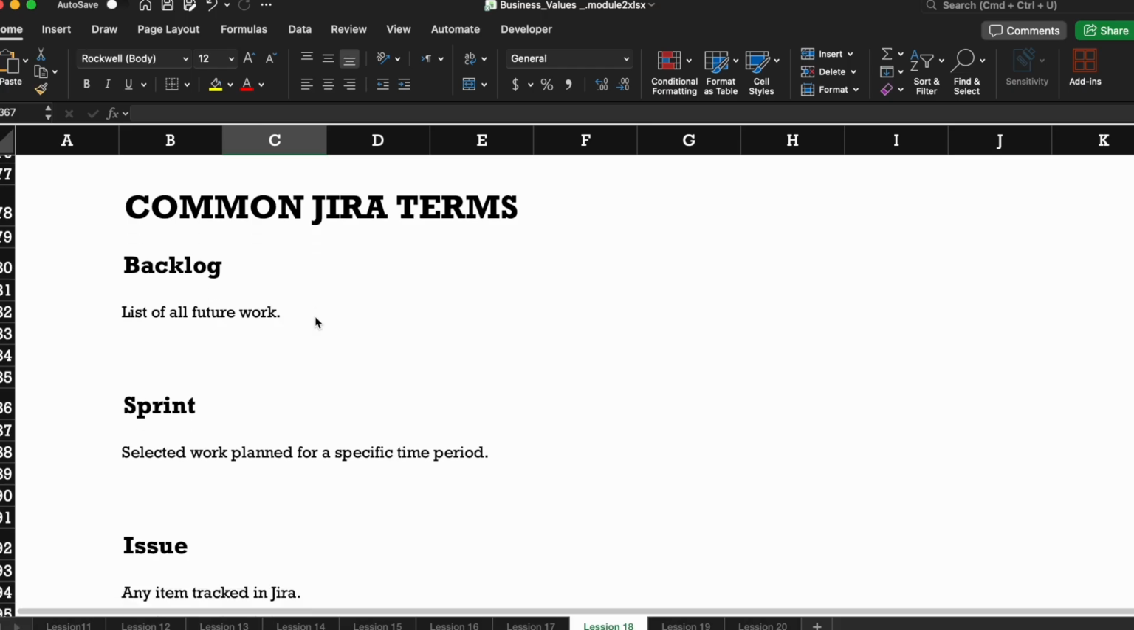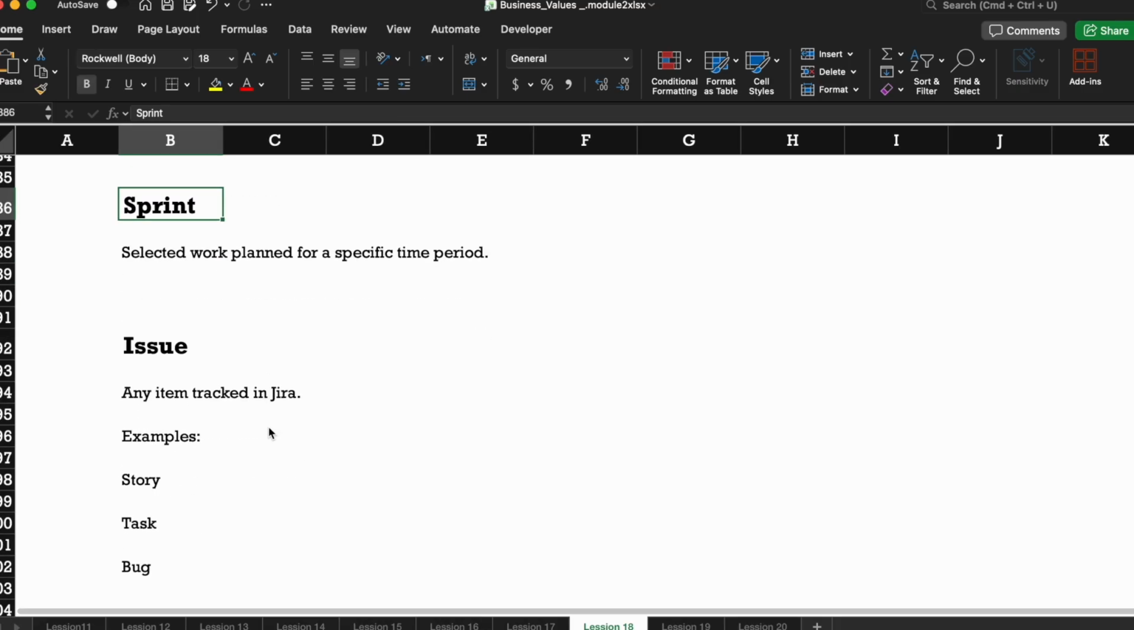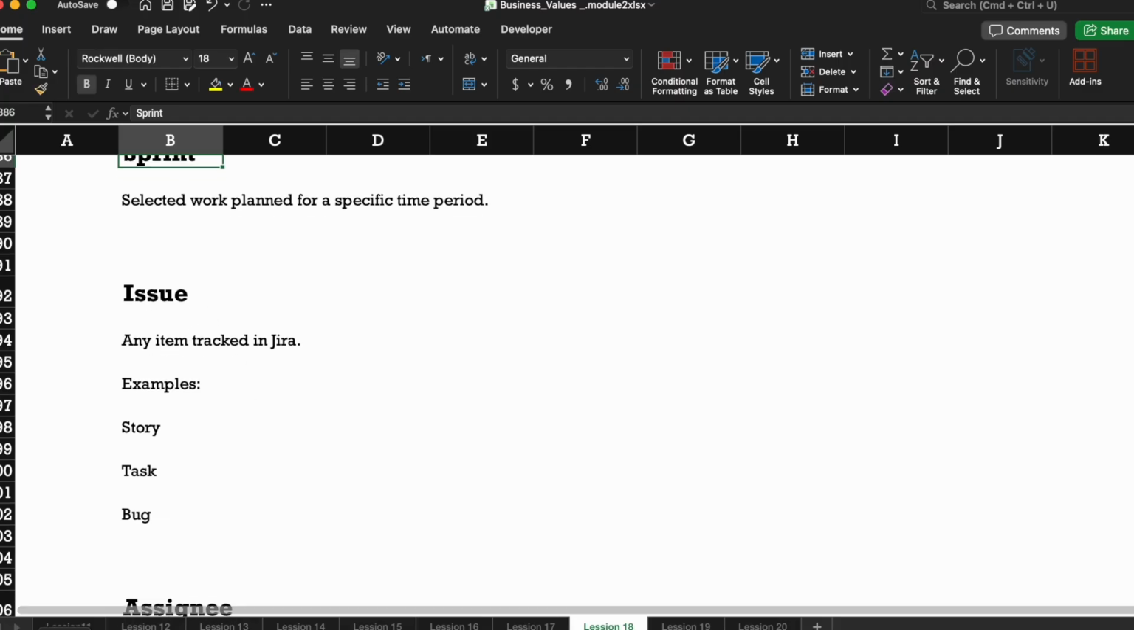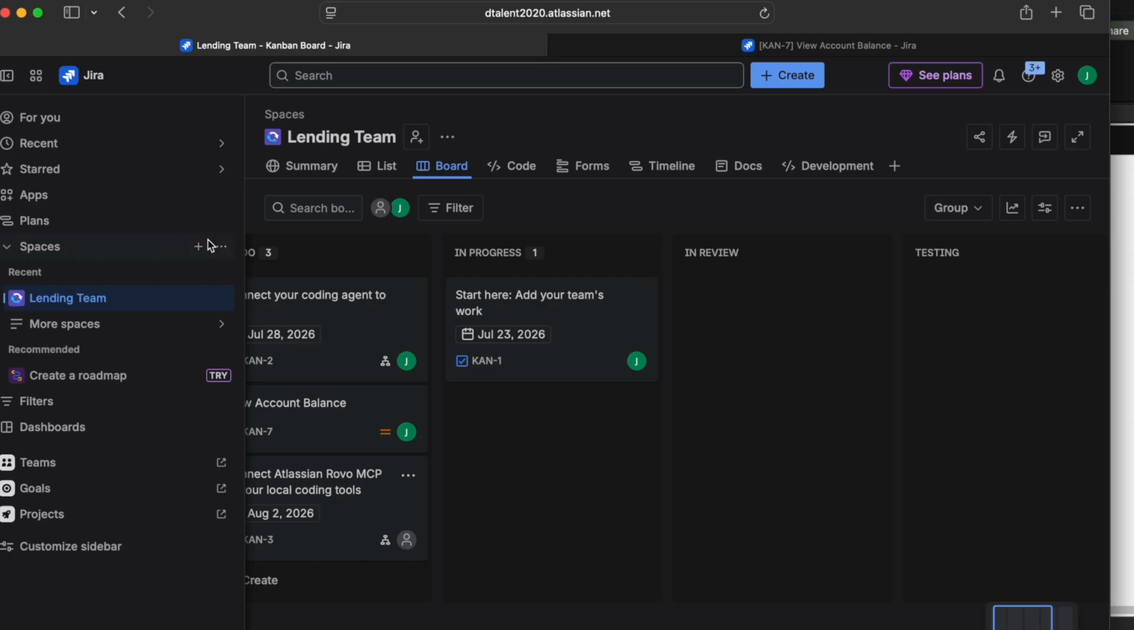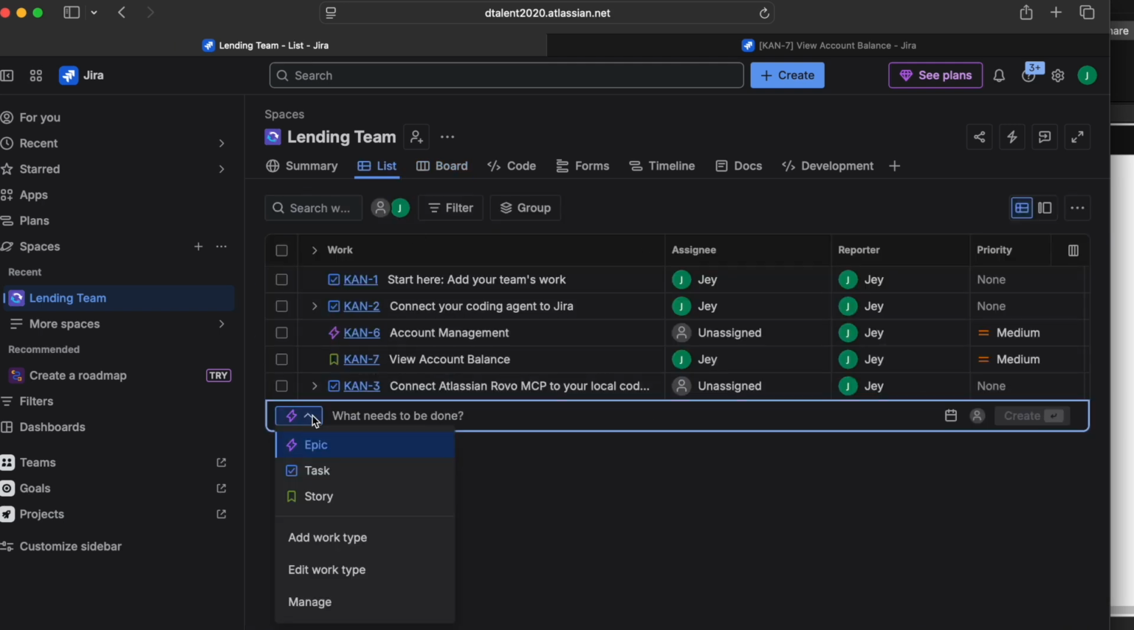Okay, so common Jira terms. Backlog, the list of all features you have seen. Sprint, you have seen, the selected work for a specific time period. Issue, so the issue you can see here when you click create, it's the issue type. So these are not issues, it's just saying what type of work you want to do. Bug is missing here, but we can add it. Okay, this is what it's referring to, the issue.